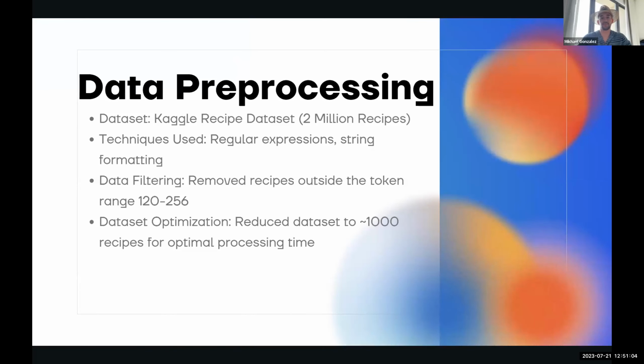For my task in data preprocessing, we all agreed to use a 2 million recipe data set from Kaggle. Techniques that we used include regex regular expressions, string formatting, and we also used the pandas library so that we can filter our data through viewing it in data frames. We couldn't use the entirety of 2 million recipes, so we reduced it down to about 1,000 recipes to speed up training time. And we removed some of the lengthier recipes so we could fit within the range of our token.